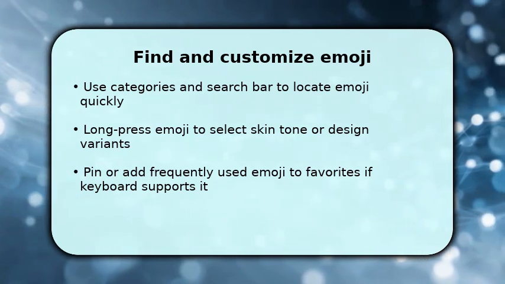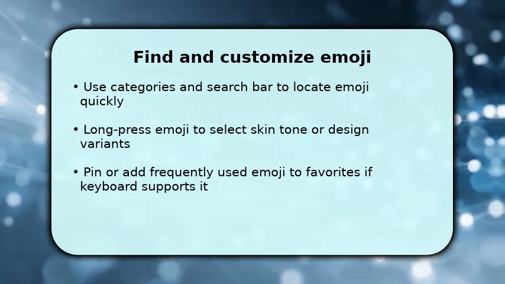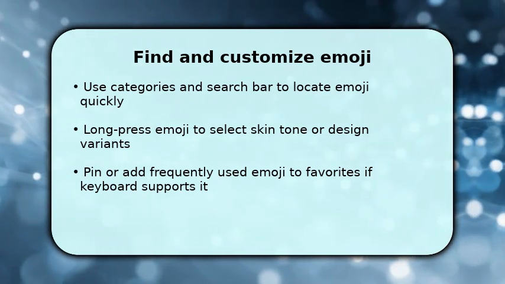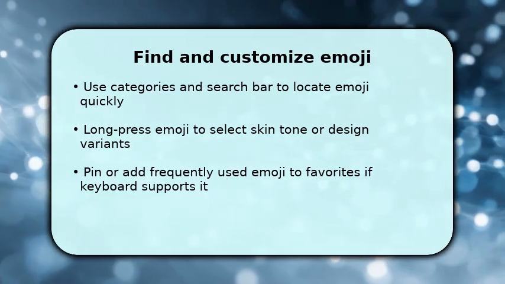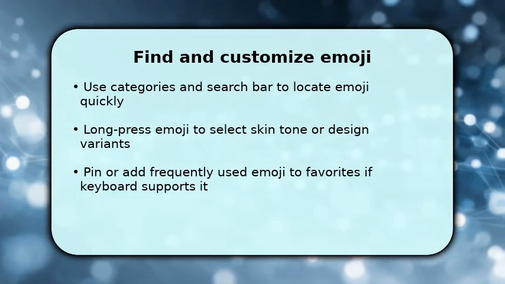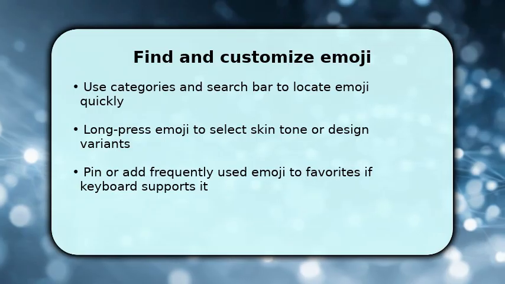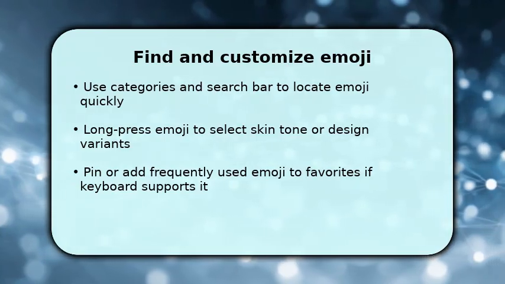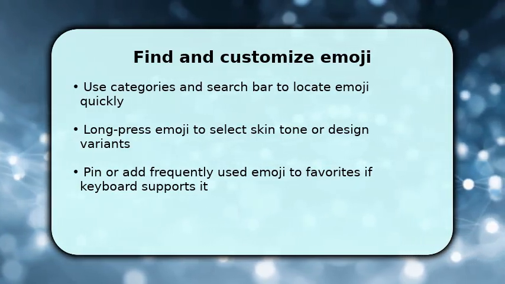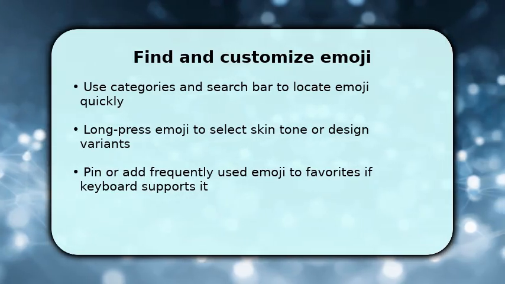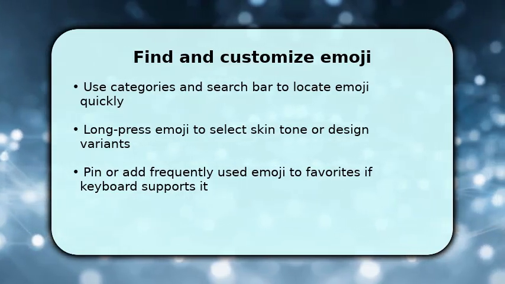Swipe or tap category tabs to jump to faces, objects, or symbols, and use the search bar to type keywords like party or dog to save time. Once you find an emoji, long press to reveal skin tones or alternate designs. This is why long press matters. If your keyboard supports favorites or frequently used rows, add high-use emoji there so you don't repeat searches later.